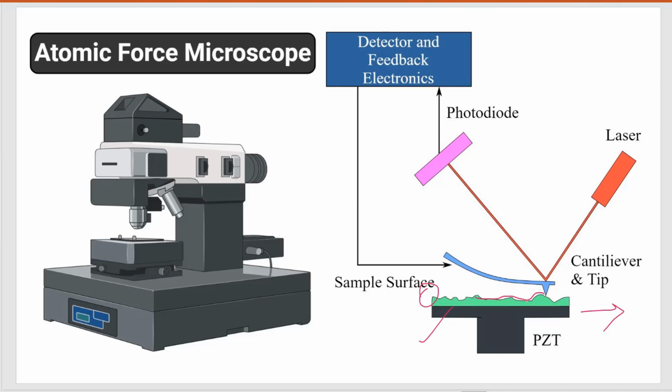And you can see that it can give a 3D image, because the movement of the tip will be detected by the laser and the cantilever. As it moves, a 3D kind of graph will be created, and you will get a 3D image of the sample which is placed on the platform. As the platform moves, the tip of the cantilever will move, and you will get a 3D image. I'll show you the image also.